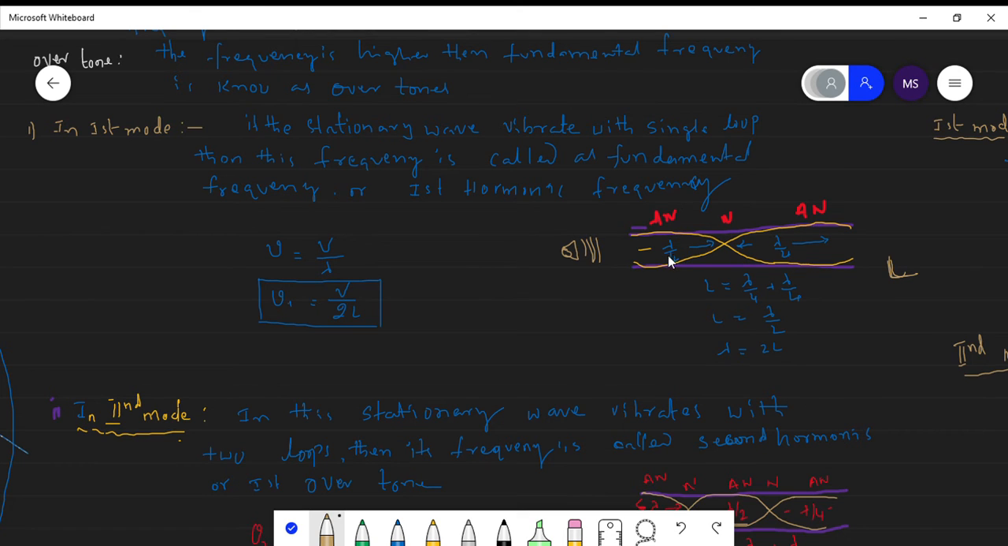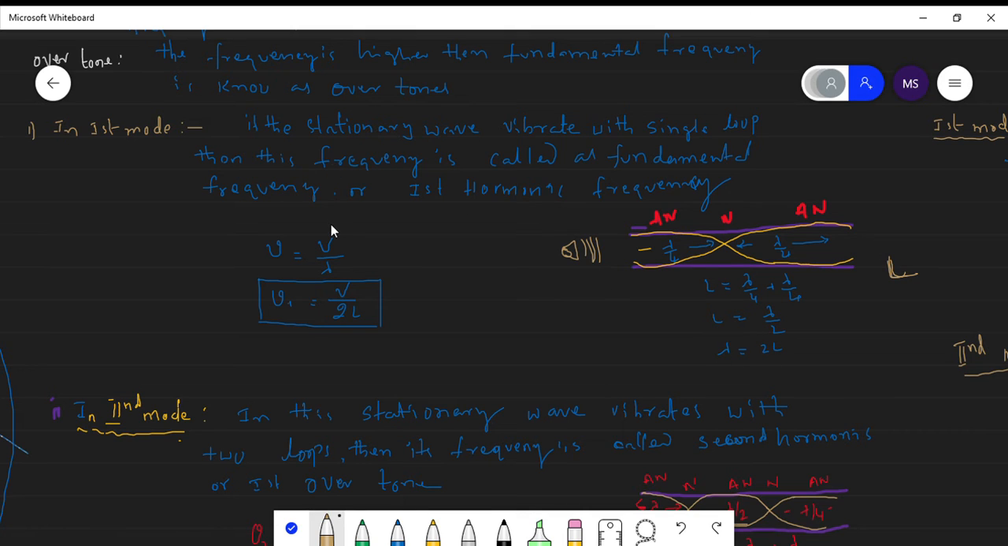So lambda by 4 plus lambda by 4 is equal to the total length of the tube. So L is equal to lambda by 2. Lambda is equal to 2L.